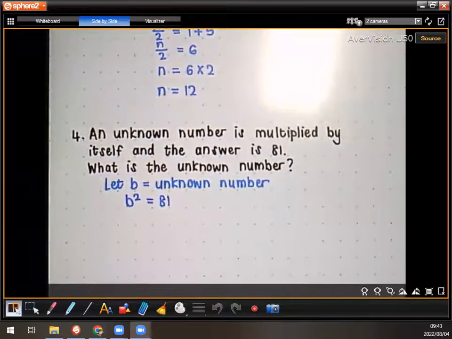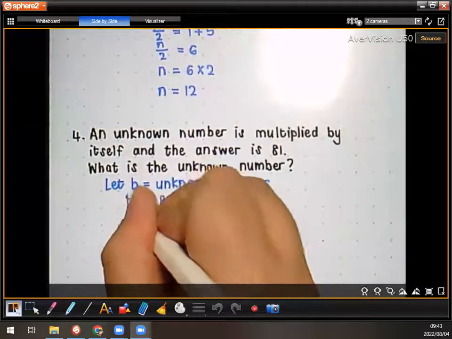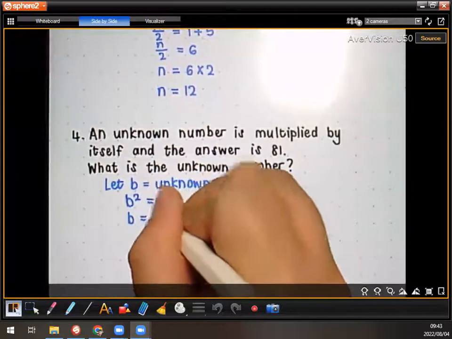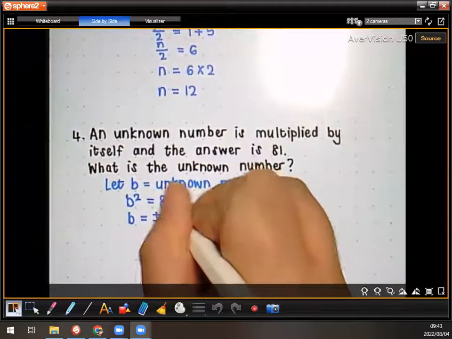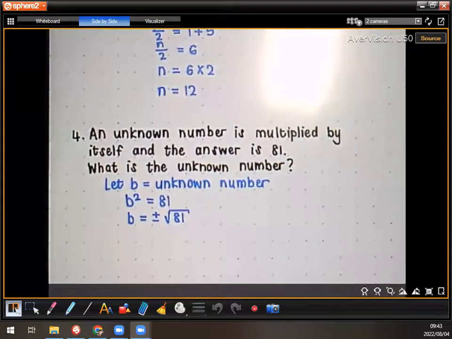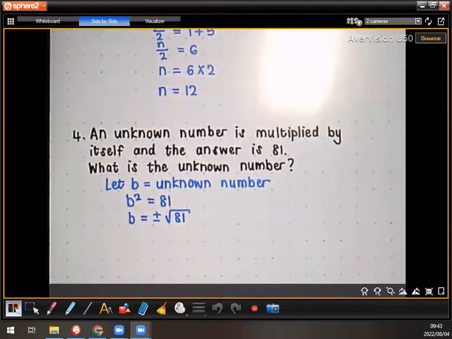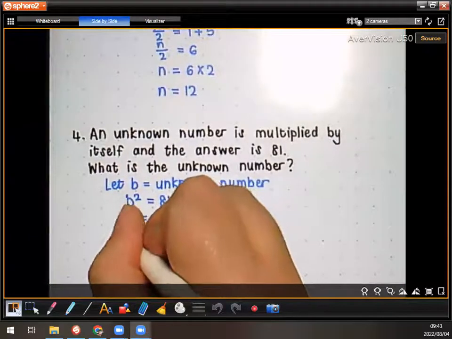Okay, now you must remember, when you're squaring, what's the opposite of squaring something? But what else? Plus minus, thank you. B is going to be plus minus the square root of 81, which you can also just write what that is straight away. So you don't actually have to write the square root of 81. What is the square root of 81?